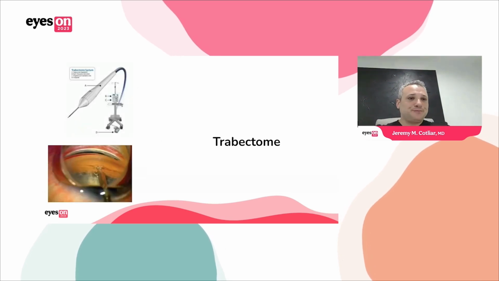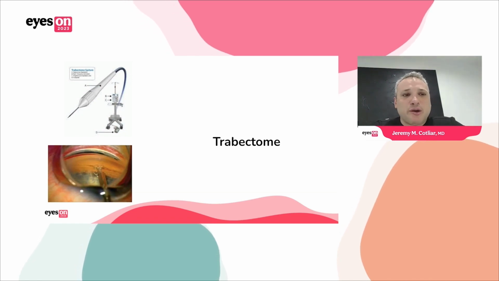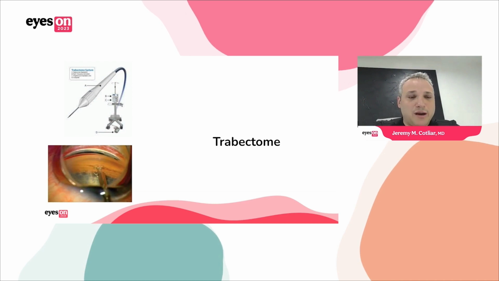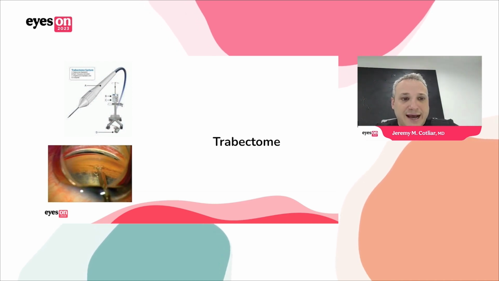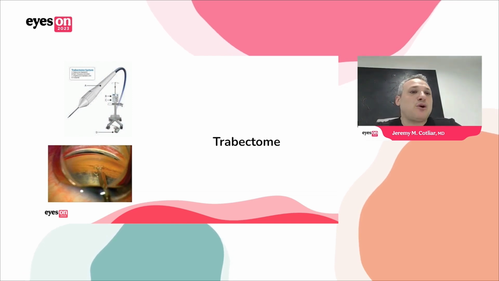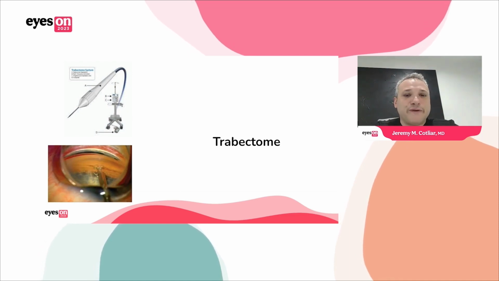The trabectome is one that I used a lot during my fellowship in Irvine, California. It's an electrocautery device similar to the Kahook, where you go into the nasal angle the same way you do for the Kahook and for the Omni, and you just go across the trabecular meshwork and you electrocauterize the trabecular meshwork, thus also increasing the surface area of drainage and unroofing Schlemm's canal.